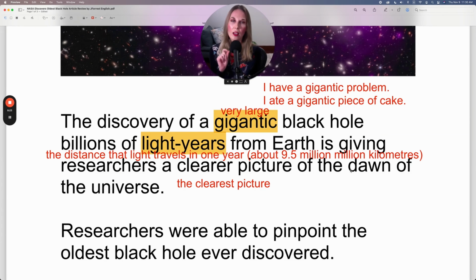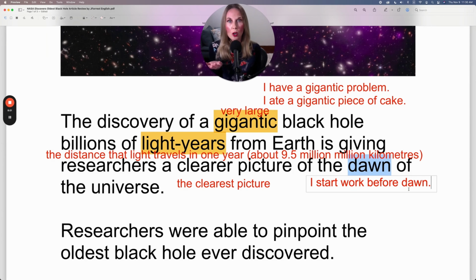The clearest picture, a clearer picture of the dawn of the universe. Dawn is a period of time in the morning when the sun rises, and that takes place at different times around the world, right? So if you said, I start work before dawn, it means you start work before the sun rises. So if the sun rises at 5 a.m. in your country, it means you start work at 4:45, 4:30, or any time before dawn. So that is just dawn as a time reference that we use in our daily routines.